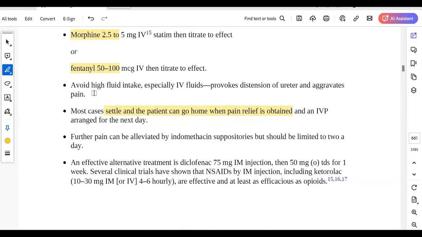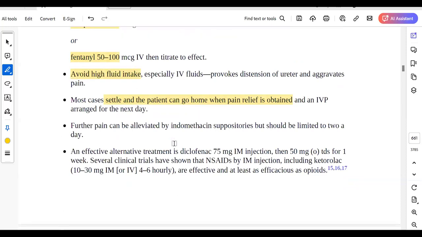It's not avoid fluid, so avoid high fluid intake. What happens is that patients who get this kind of stone, there is a myth that you need to increase the amount of fluid and then it will pass out. If your water intake is so high that you are just causing distension of the ureter, because of that it can cause more pain. So we say you don't need to take 5-6 liter of water, just take 2 to 3 liter of water, which is normal intake.